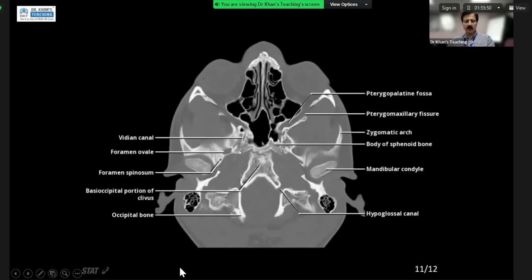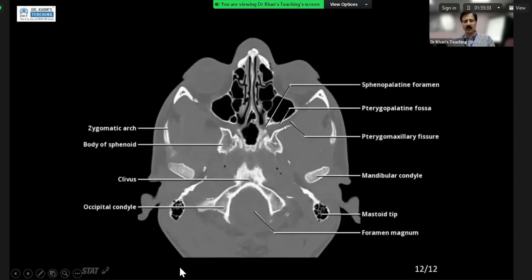And here comes another foramen or canal, the Vidian canal. This is a key thing which we will learn today, the Vidian canal, and a key structure which is anterior to that. This is the pterygopalatine fossa. Pterygopalatine fossa is connected to the nasal cavity, the superior meatus here. It opens here. I'll go into details later today.